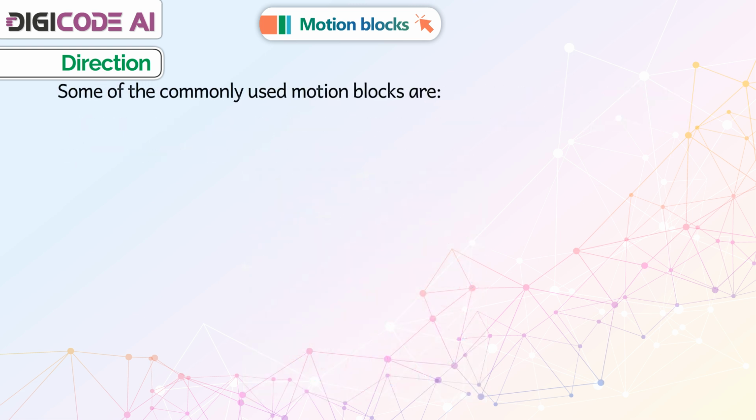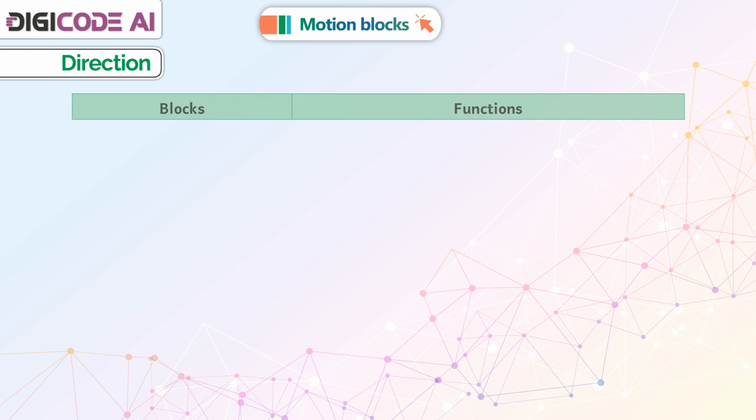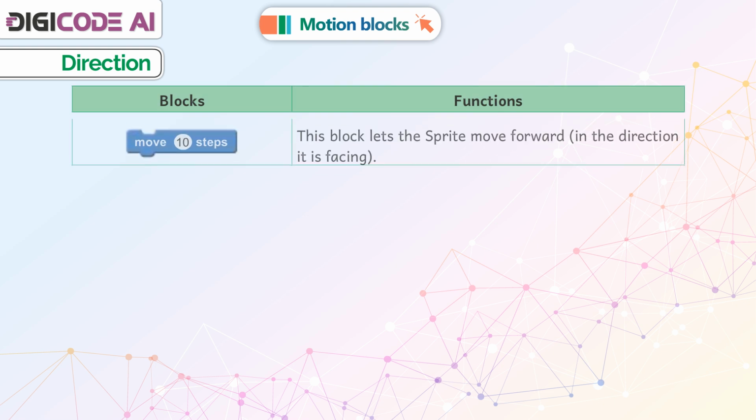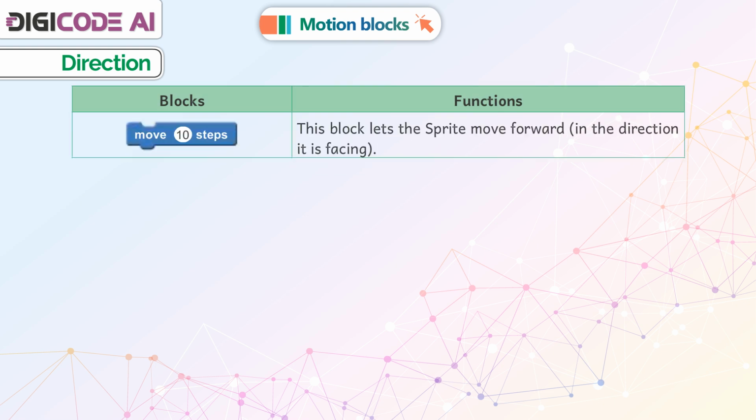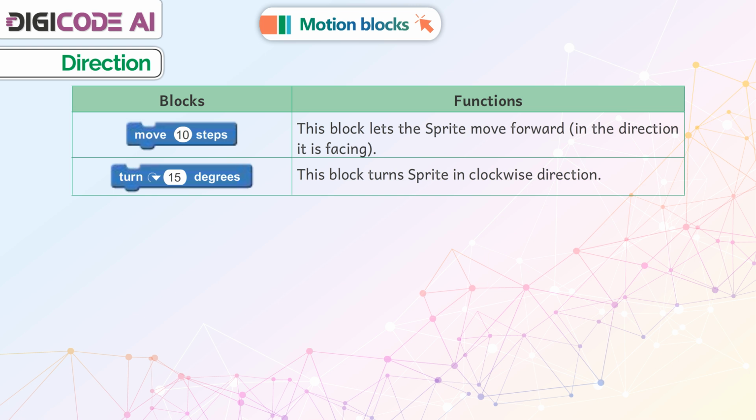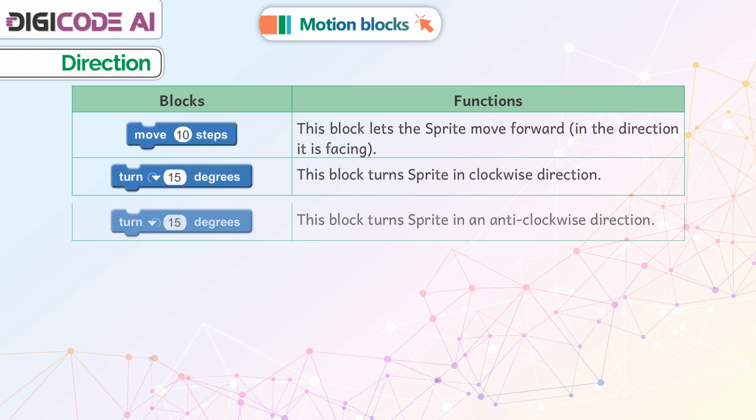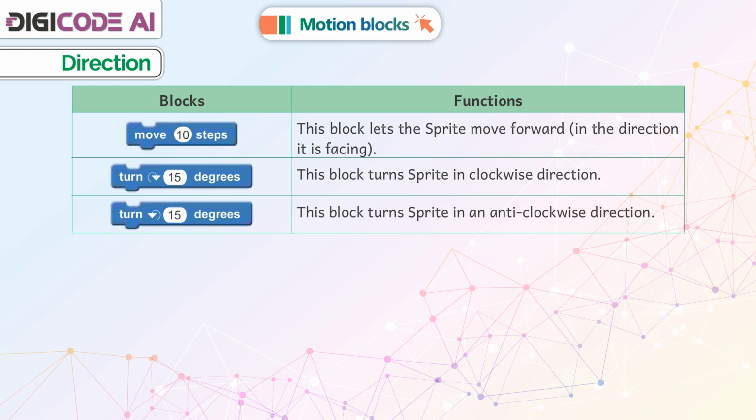Some of the commonly used motion blocks and their functions. Move 10 steps. This block lets the sprite move forward in the direction it is facing. Turn 15 degrees clockwise. This block turns the sprite in a clockwise direction. Turn 15 degrees anti-clockwise. This block turns the sprite in an anti-clockwise direction.